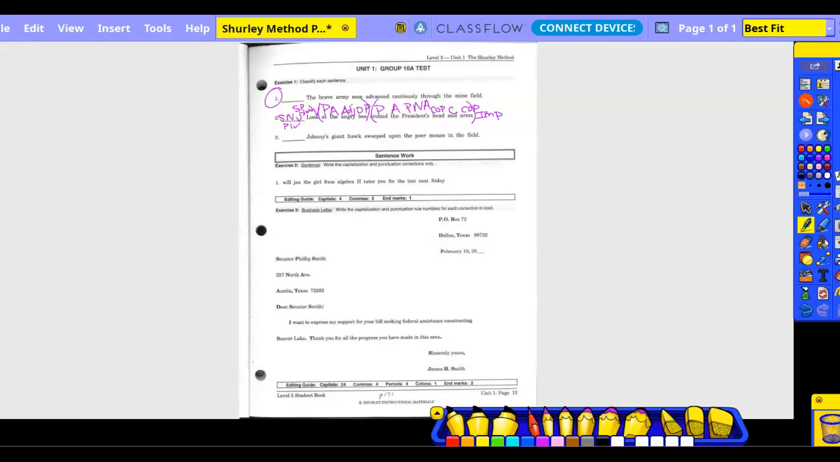Okay. Johnny's giant hawk swooped upon the poor mouse in the field. Whose giant hawk swooped down? What swooped upon the poor mouse in the field? The hawk. Subject, noun. What is being said about the hawk? Just swooped. Okay. Upon is a preposition. We don't use that one very much, do we? Upon what? Object of the preposition.